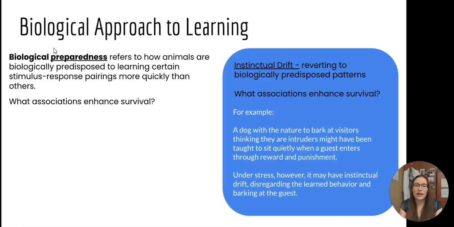For example, if we have a dog with the nature to bark at their visitors thinking that there is an intruder that's going to attack their family, they are more likely to sit quietly when they're taught to through rewards and punishments. However, it's a behavior that's going to be pretty quickly unlearned, especially under stress. The dog is probably going to drift back to barking at strangers.